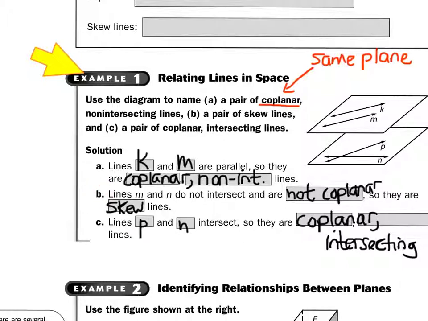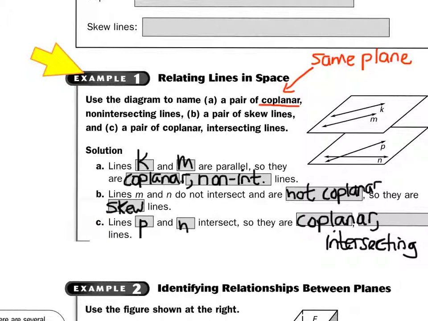For B, look at lines M and N. Those are skew because they are not coplanar. They're not on the same piece of paper. And they are not parallel. So the M looks like it's shooting towards my left arm here, and N looks like it's just going right in front of me. So they're not parallel and they don't intersect, and that's what we call skew.